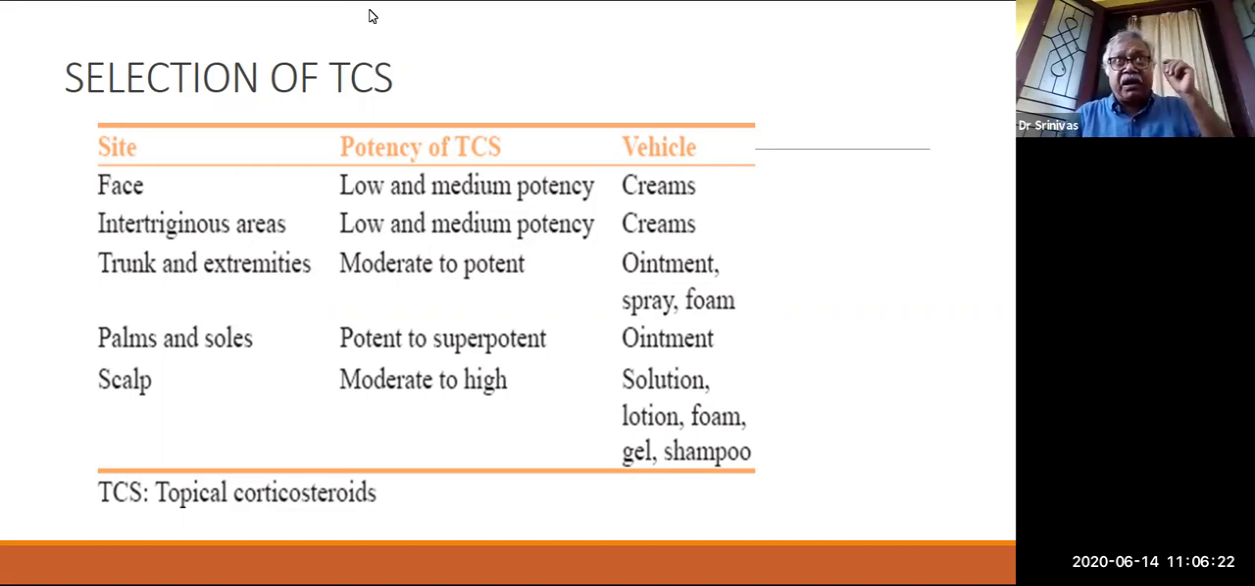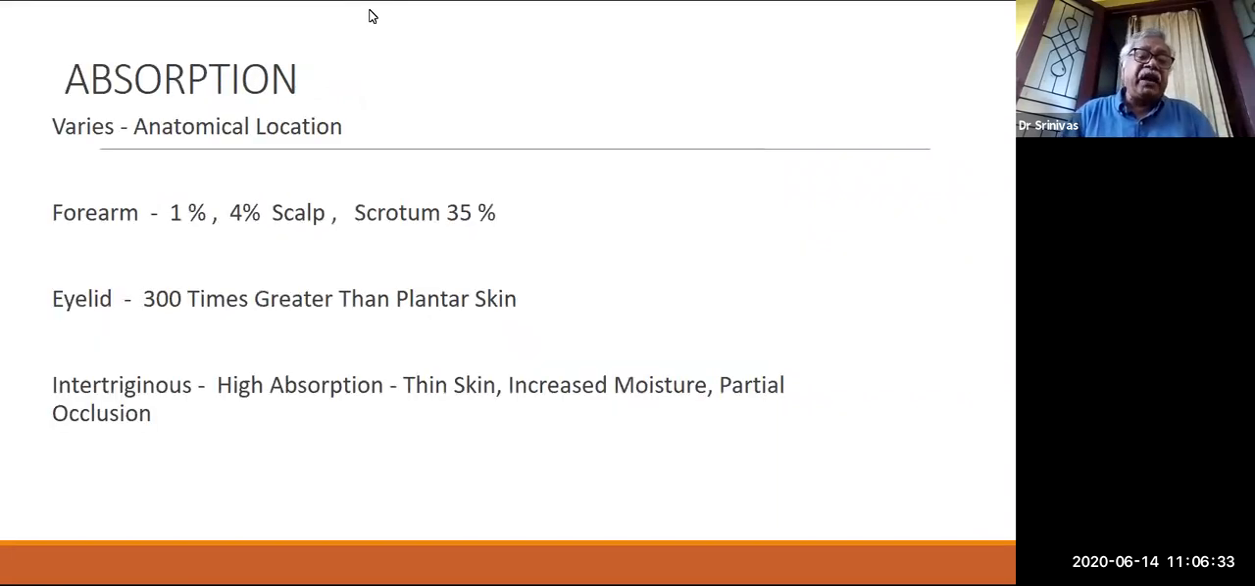Thus, the site determines what sort of potency of steroid you have to use, and to some extent, the frequency also. So this is what is happening. In the forearm, the absorption is less. On the scalp, it is just 4%, whereas in the scrotum, there is 35%. There is 300 times more absorption over the eyelid than in the plantar skin.